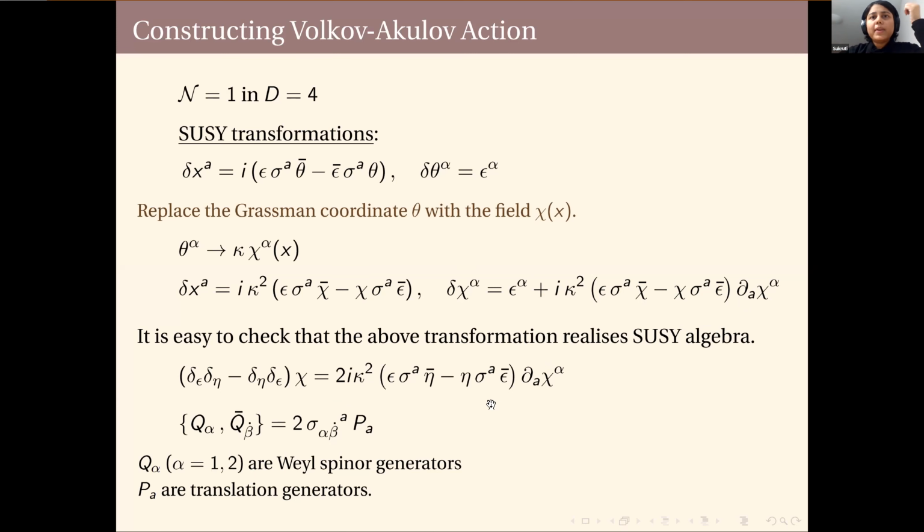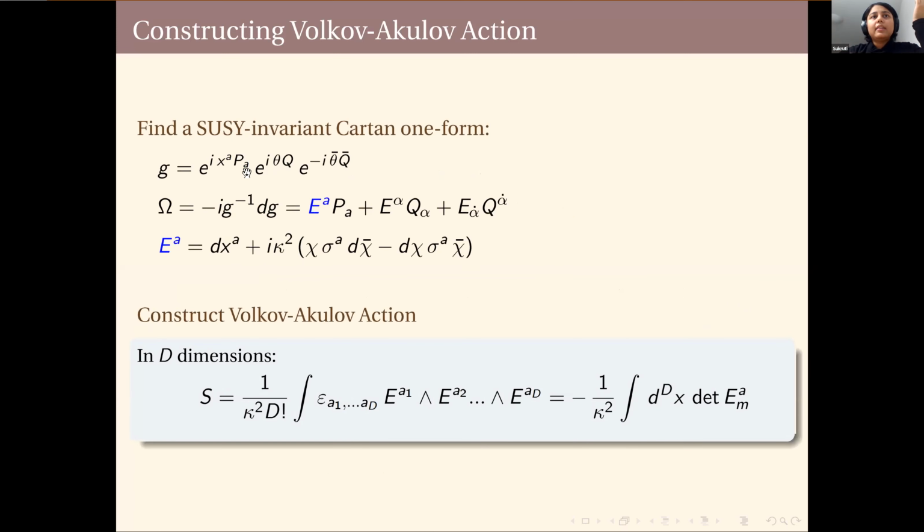It obeys the required supersymmetry algebra. And then we take these infinitesimal generators, which are written in terms of the exponentials of the translation and supersymmetry generators. And this G inverse dG is a Maurer-Cartan one-form, which is invariant under the supersymmetry transformations. And it takes this form. So basically, there are these generators, and then they have some other fields as coefficients. And the coefficient of the translation generator is this.